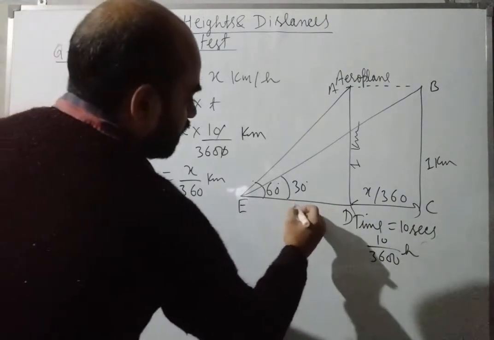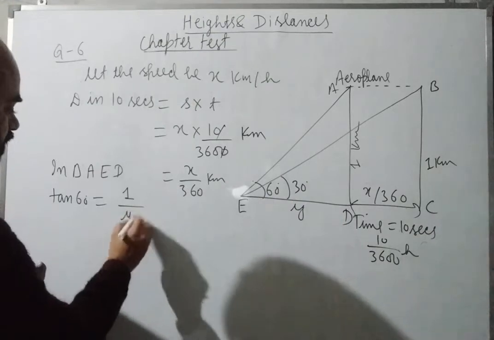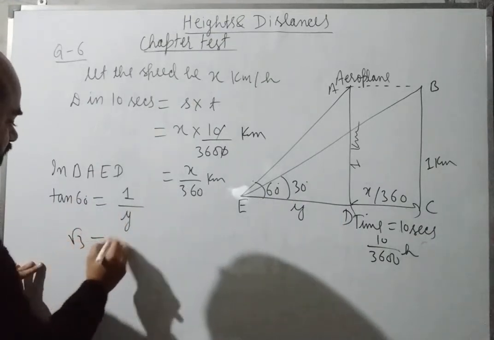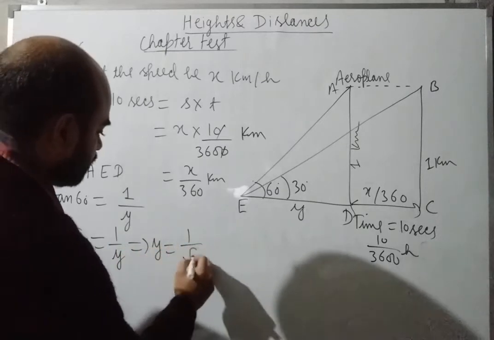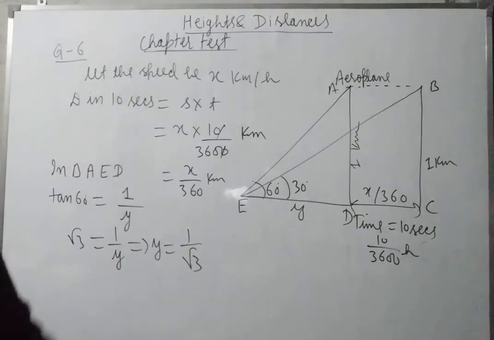This is suppose y. So tan 60 is root 3. So y is 1 upon root 3. Correct? So y is 1 upon root 3. Clear?